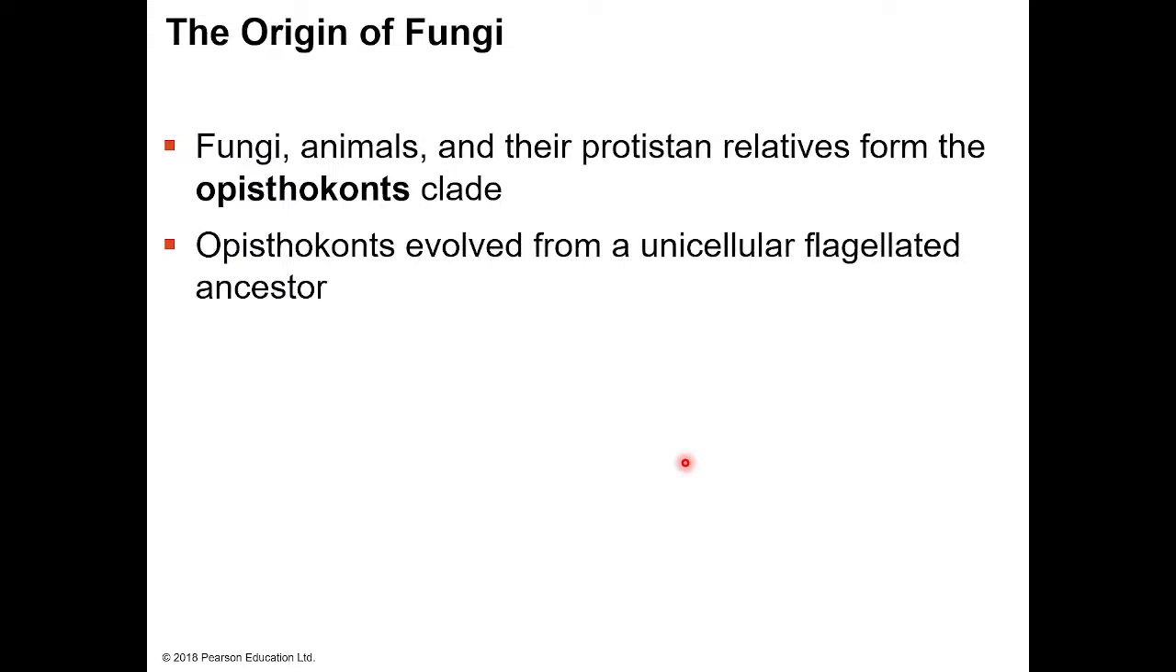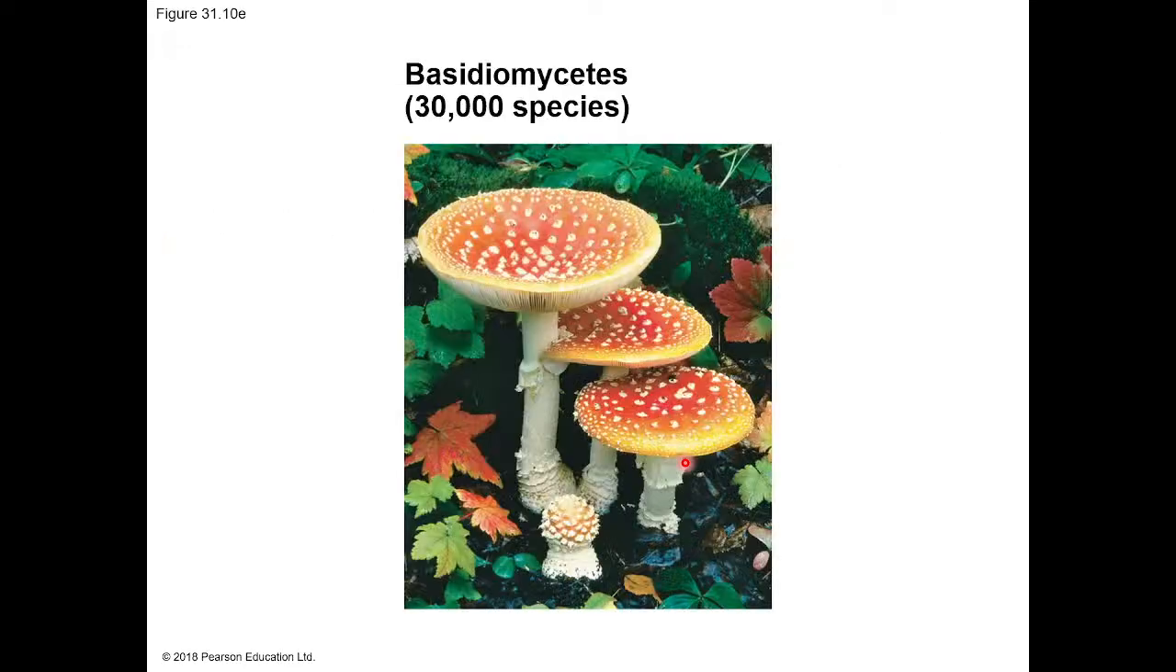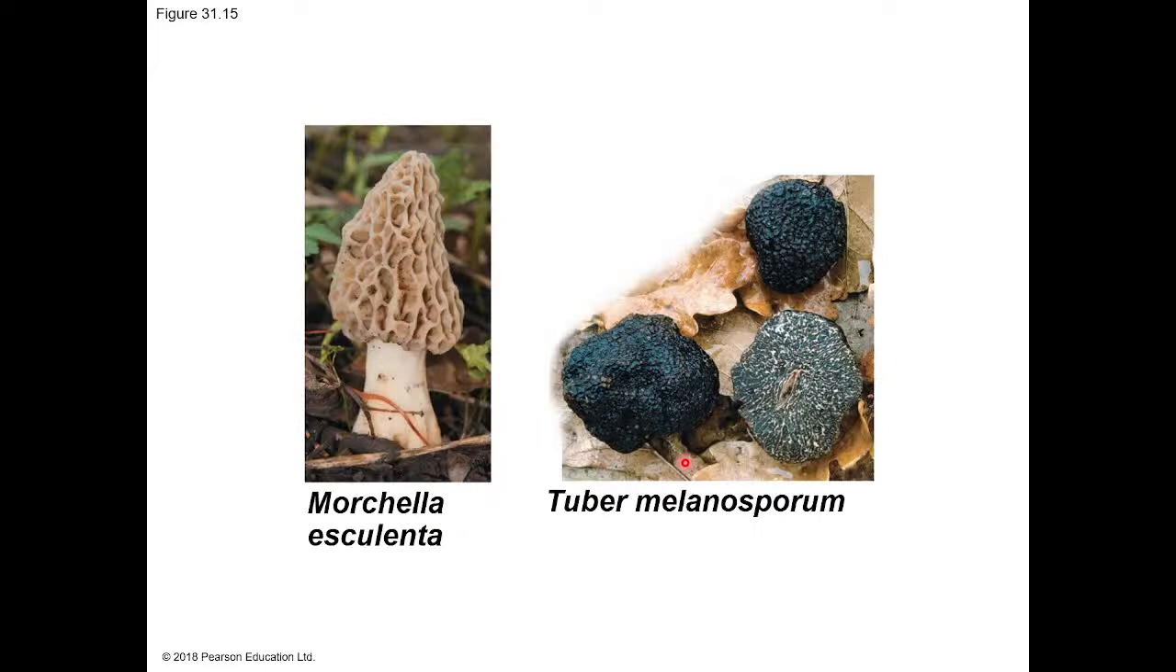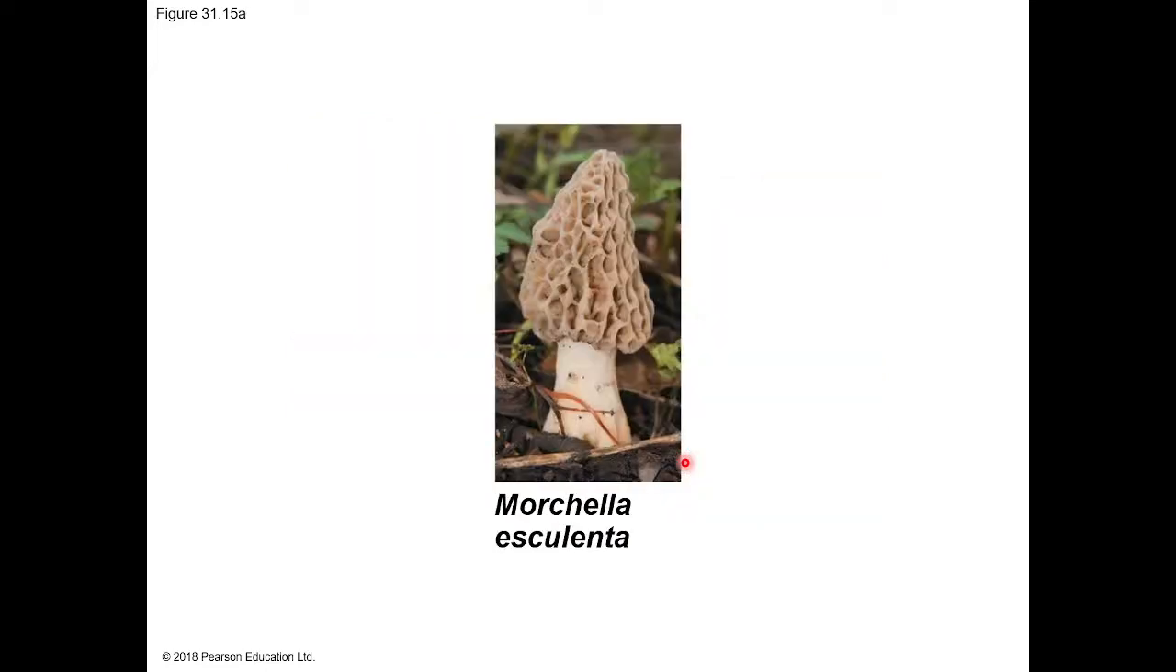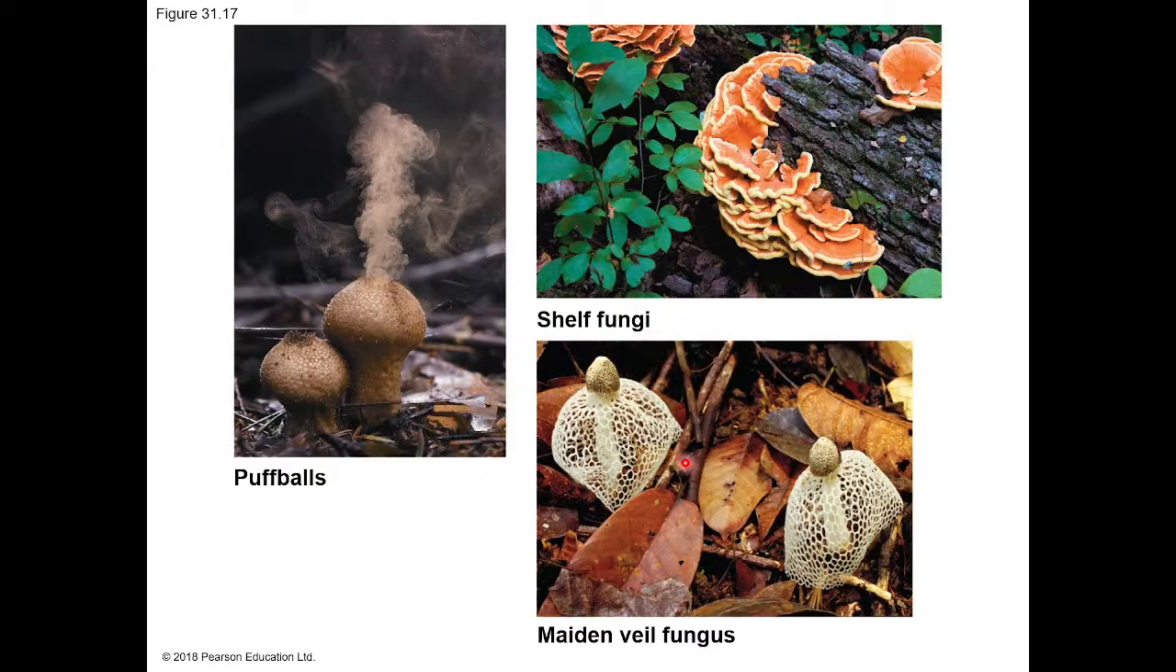Opisthokonts evolved from unicellular flagellated ancestors. Again, another example for a fungus species. Other two examples. And this cloud is spores, consists of spores.